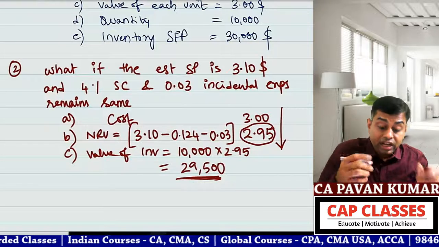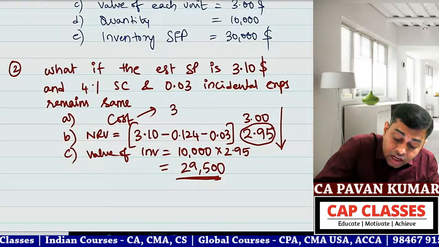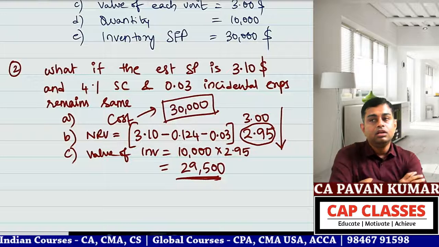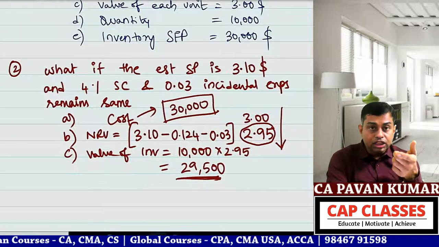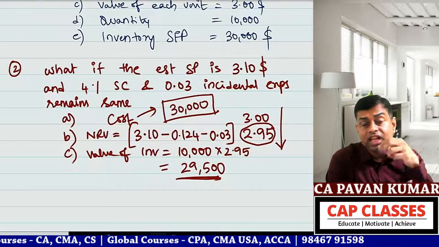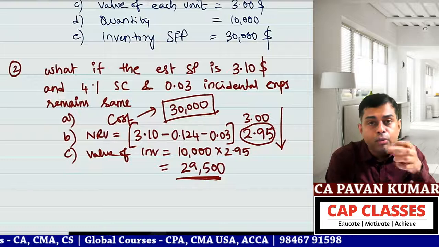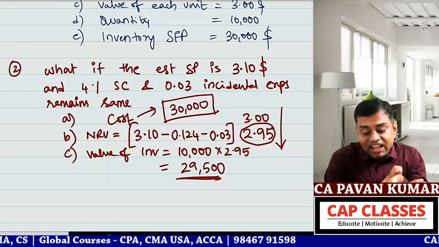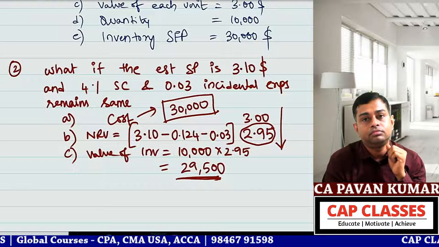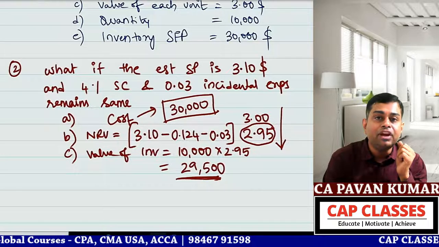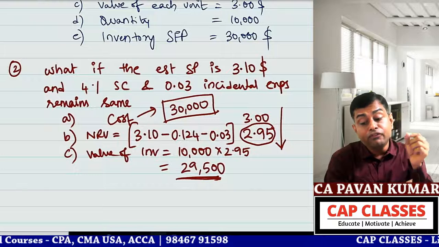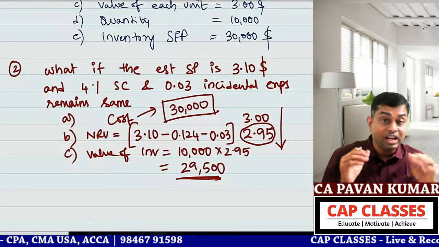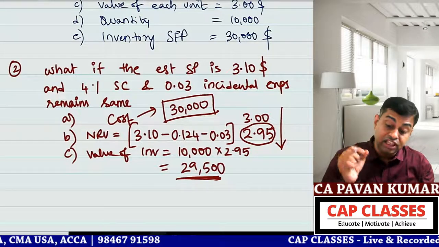What is the meaning of this, you know? You have incurred a cost of $30,000 to buy or produce this pen. $3 is your cost, 10,000 units. So 10,000 units into 3, 30,000 is the cost when you purchased or produced. But when you sell, finally you will get 29,500 only. So even before sale, today itself I am booking loss. Conservatism. But if it is a profit, don't book. If it is a loss, book it.